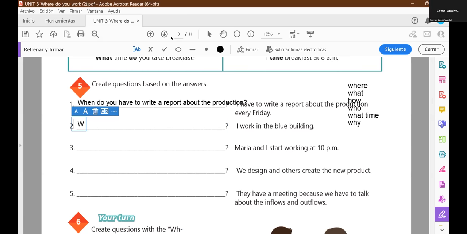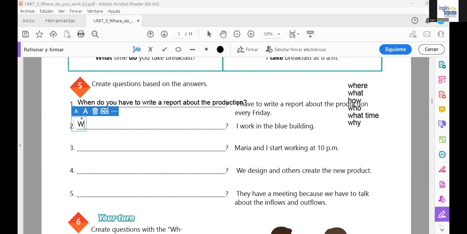So where did you go? Where do you go? Where? Where do you work also? Yeah, that's right. Where do you go? Work. Where do you work? About number three. Number three.